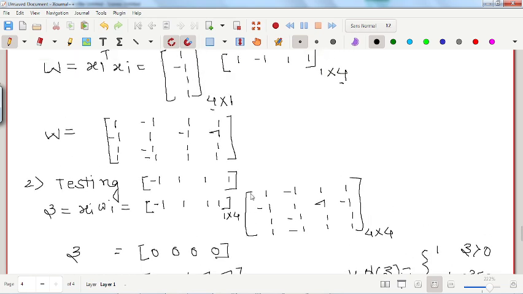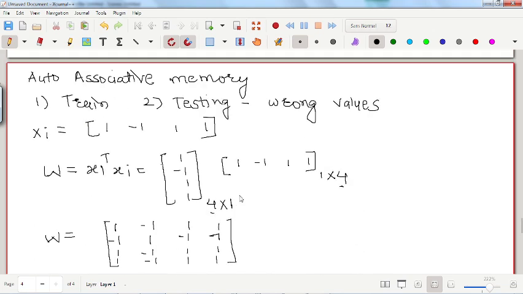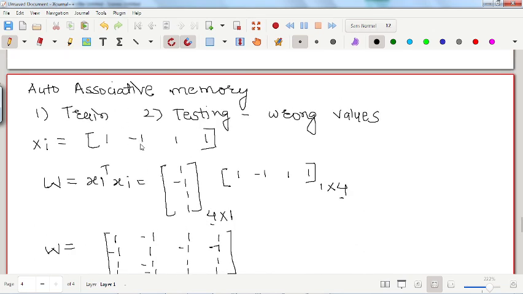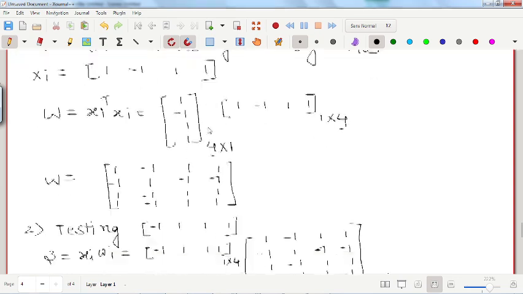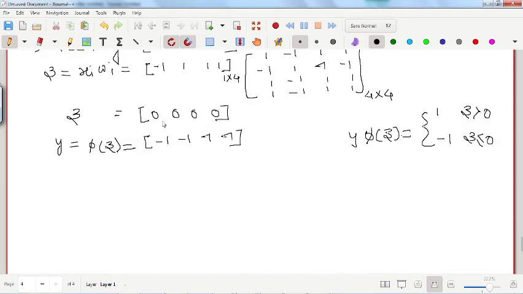Testing means what? Whatever input we consider, whether we are getting the same output, because in auto-associative, input and outputs are same. So in testing we consider missing values. So what was our input? 1, minus 1, 1 and 1. But by using this neural network, we are getting the output as minus 1, minus 1, minus 1, minus 1. So what is the conclusion? Our neural network fails to retrieve the output. It is not the same, it is different.